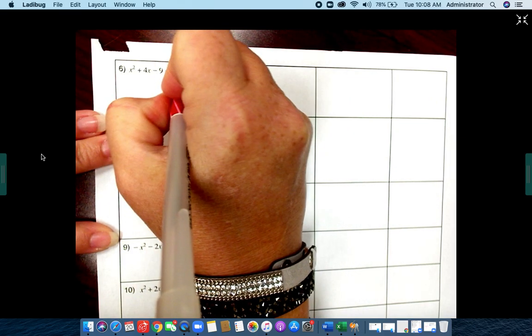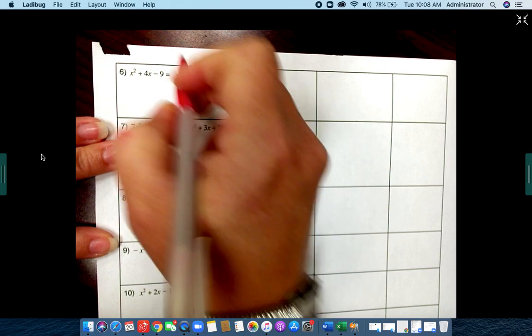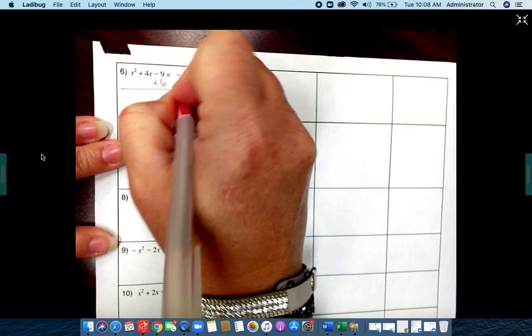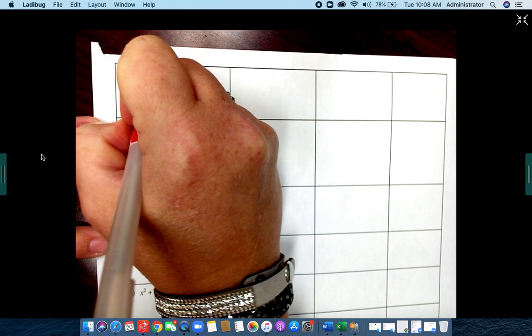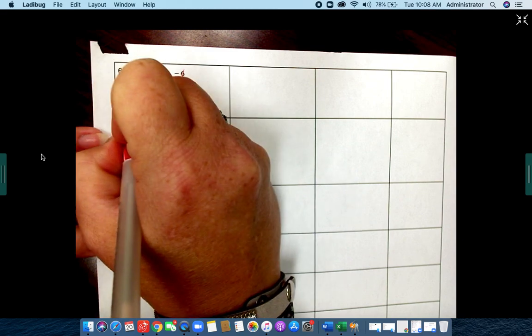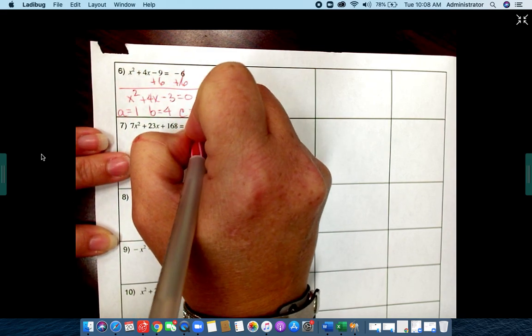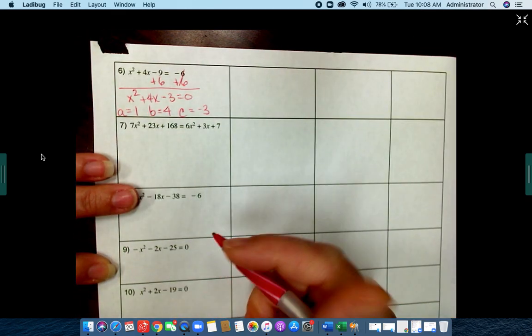So if I want 0 over here, I would have to add 6. But if I add 6 to one side, I must add 6 to the other. And negative 9 plus 6 is negative 3. And now I can list my A, my B, and my C. I'm going to let you finish the rest, okay?